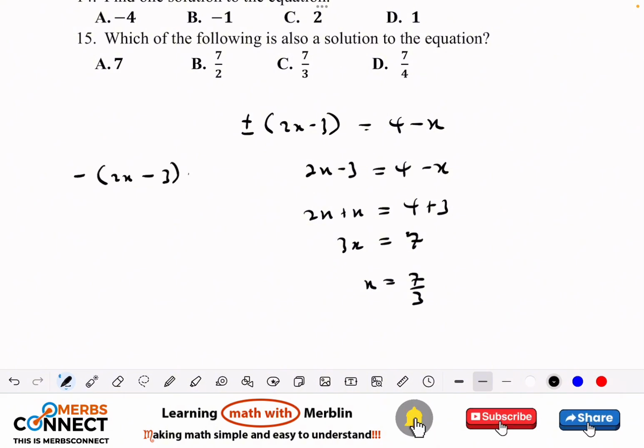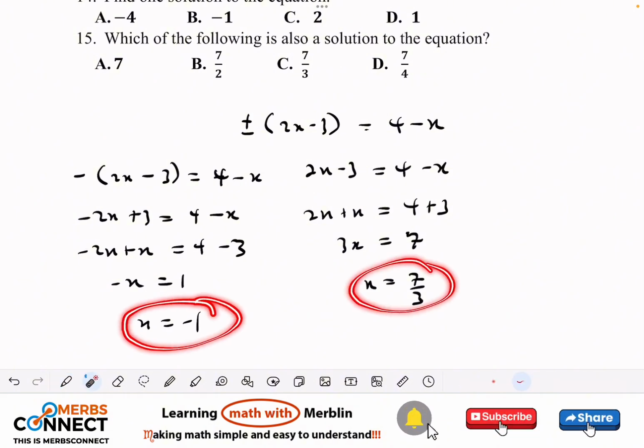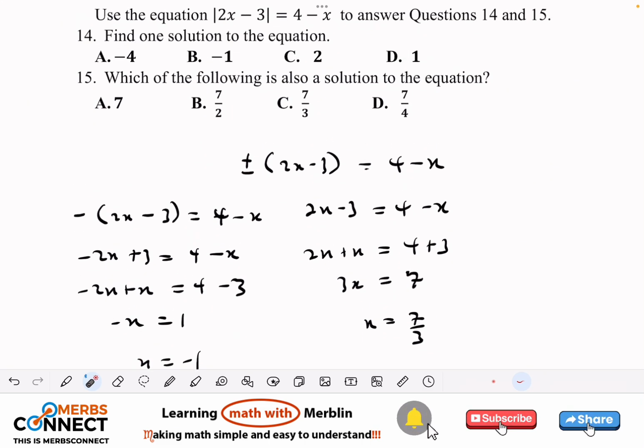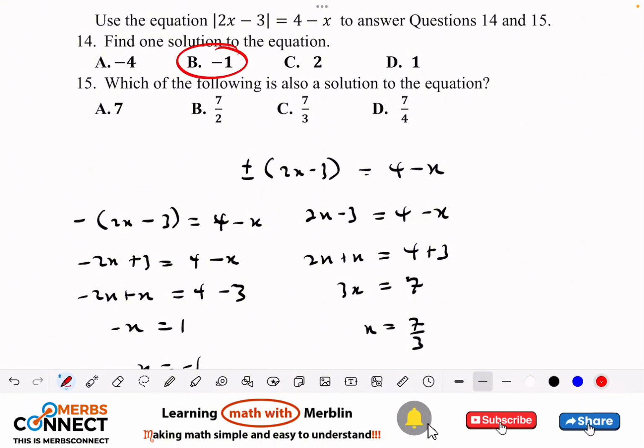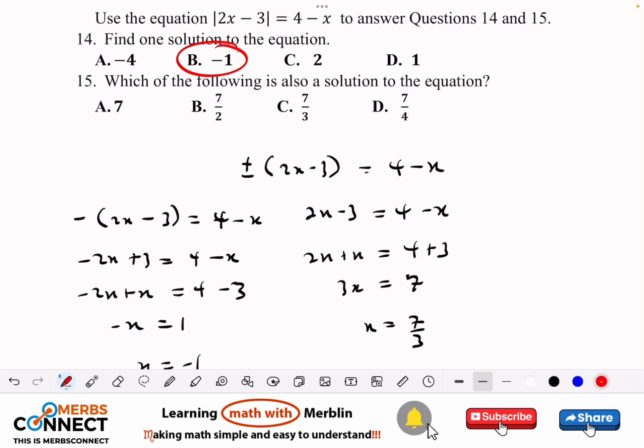2x minus 3 is equal to minus 4 minus x, multiply 4 minus x by minus. Move minus x to the left, 2x plus x is equal to 3 minus 4. So this will be 3x is equal to minus 1 and x is equal to minus 1 over 3. So we have x is equal to this and that. So what's the question? Find one solution to the equation here. Okay, so we have one solution, which is x is equal to minus 1. So this one will be b. And then also the other solution, 7 over 3, which is also here.